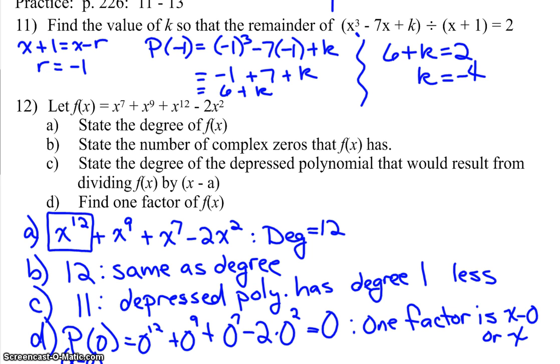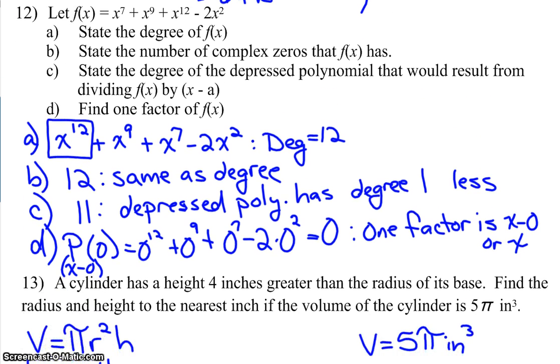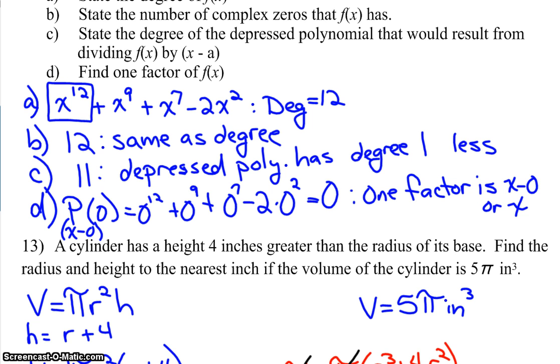On number 12, the first thing I did was reorganize the problem so it went in descending order. Since the highest exponent was 12, the degree was 12. For part B, the number of complex zeros is always the same as the degree, so it was 12. For part C, when you divide by x, the polynomial is going to go down by 1 degree, so it's 11. The depressed polynomial is always 1 less. And for finding a factor, I just guessed x, and if I guessed x, x minus 0 would be p of 0 to solve, and it worked out, so one factor was x.